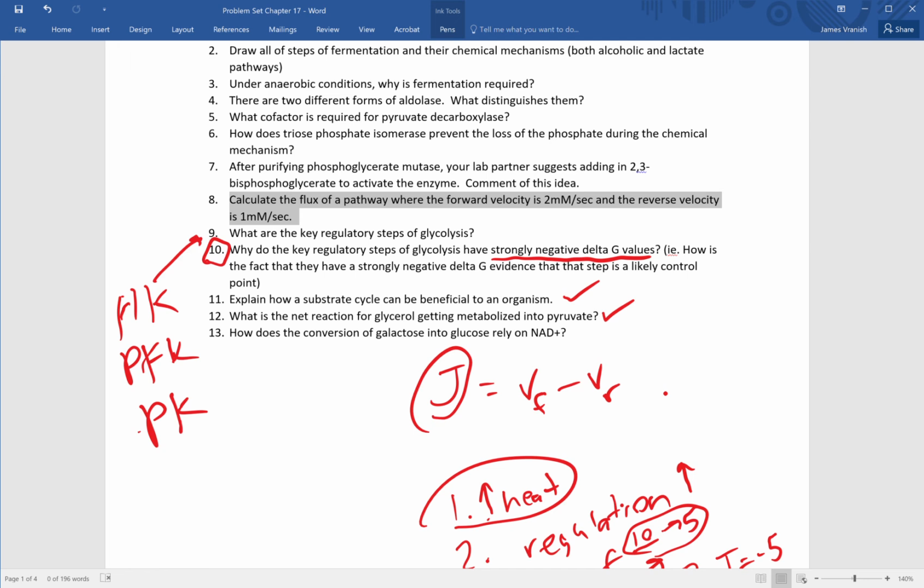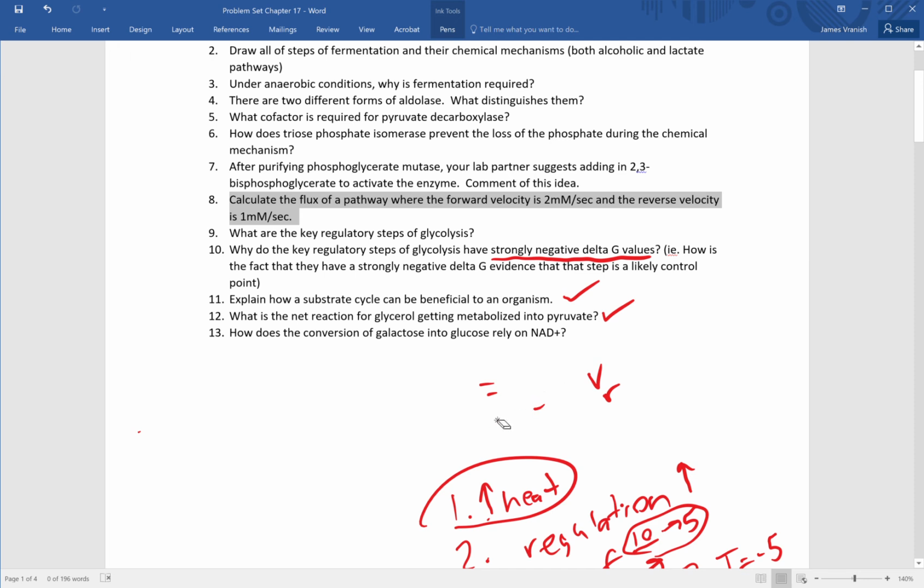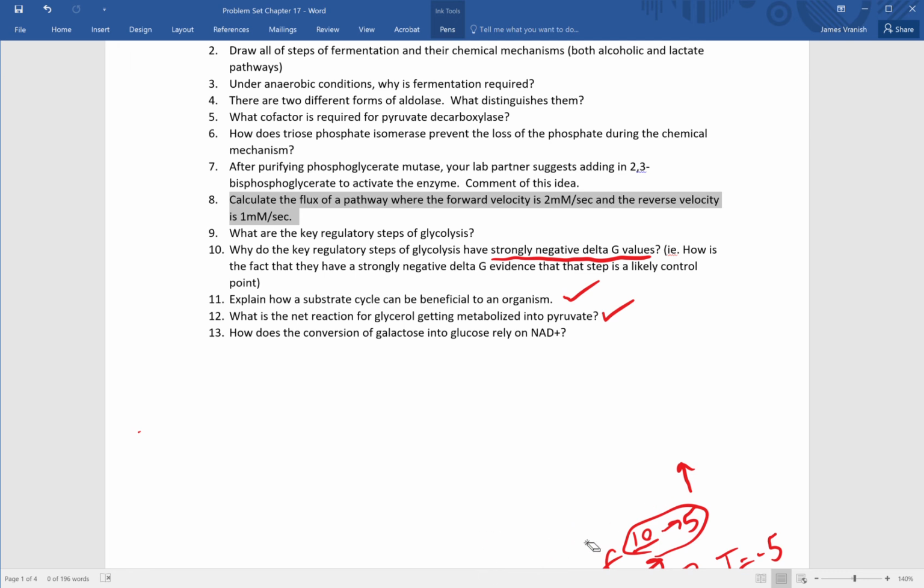Now, question 13, the last question on the problem set. How does the conversion of galactose into glucose rely on NAD+? The answer here is that the UDP galactose epimerase, or UDP glucose epimerase enzyme, is going to carry out this reaction.